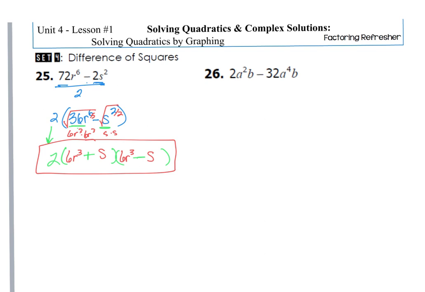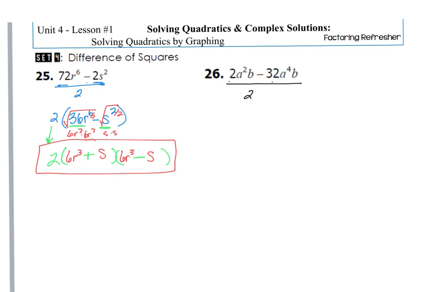And our last one, number 26: 2a squared b minus 32a to the 4th b. Again, I have 2 terms, but I don't have perfect squares yet. But let's see if I can get that after I check for a GCF. So I see that 2 and 32 are both even. That tells me I will at least have a number portion of GCF. 2 goes into 32 and 2.